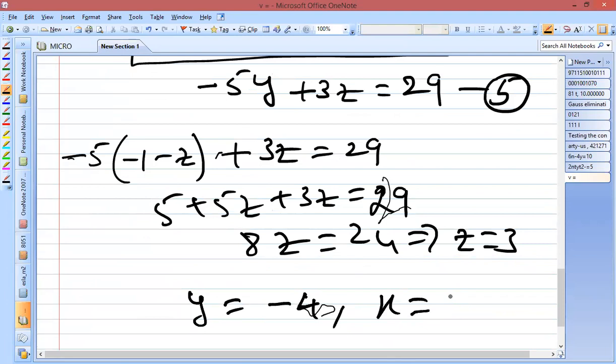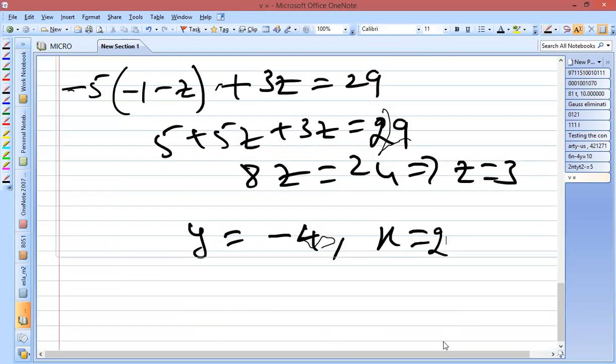Ma'am, can we solve it in the calculator? Yes, yes, you can do it. No problem. As I don't have a calculator here, I'm writing it here. So what is the value of x? 2. Yes. So now you have the scalar values x, y, z.